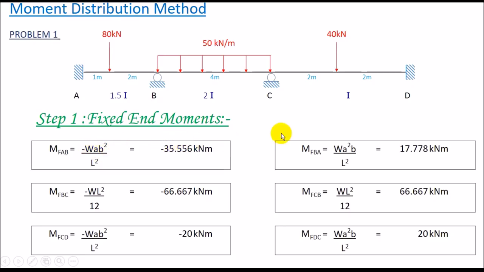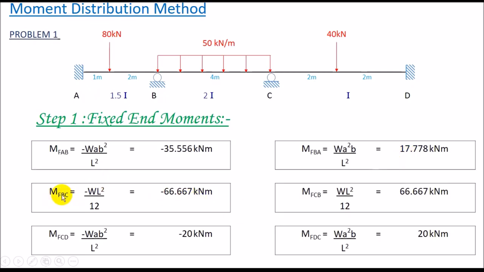Now we'll see MFBA, that is the fixed end moment at B of member BA, and it is given as W a square b by L square, positive, where W is 80, a is again 1, b is 2, and L is the length of the segment AB. It comes out to be 17.778 kilonewton meter.